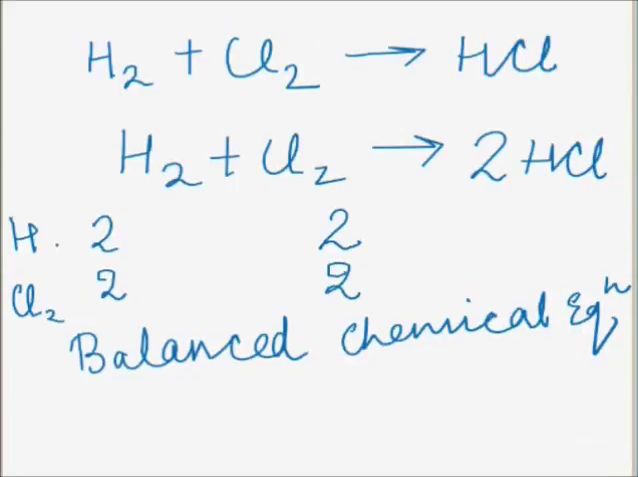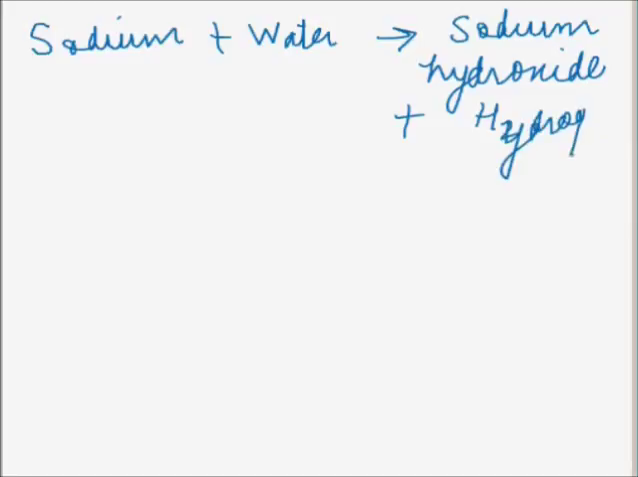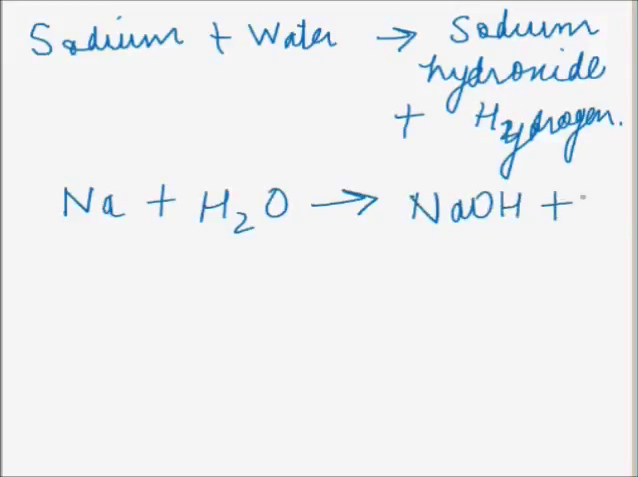Sodium is reacting with water and it is producing sodium hydroxide and hydrogen. This is the word equation. So we can write the chemical equation like this: sodium is reacting with water and it will give NaOH, sodium hydroxide, plus hydrogen, that is H2.